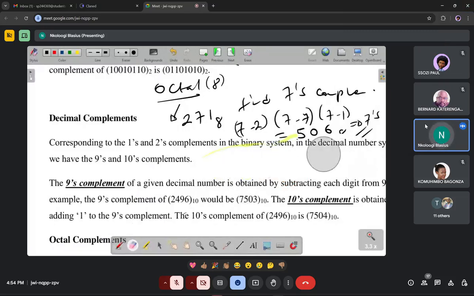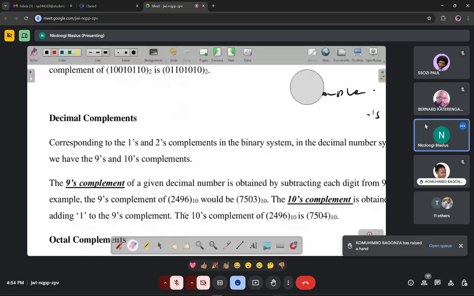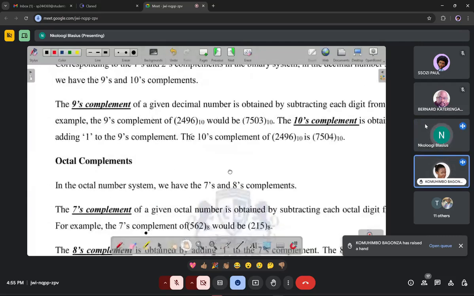Let me now get the example in the PDF. Please, if you have a question, just raise your voice and then speak your name. I'm not able to go.